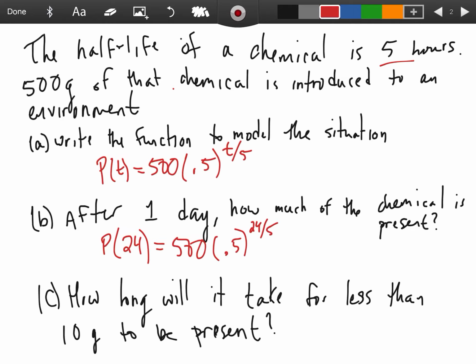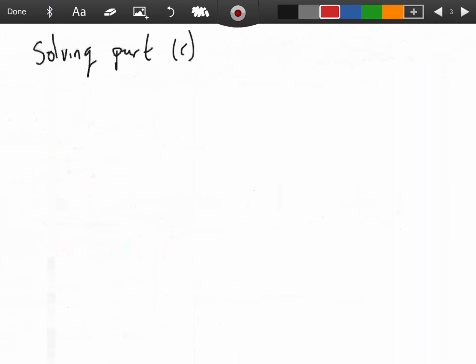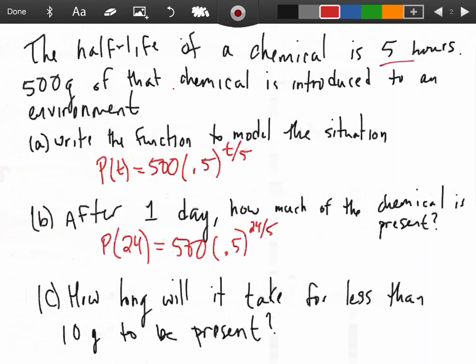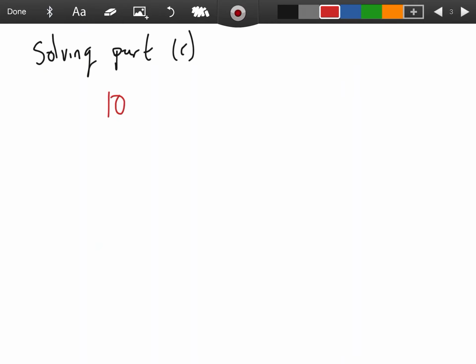So then part C is how long will it take for less than 10 grams to be present? Well, let's think about it. I'm not going to be plugging that in for t. I'm going to be trying to solve for t. So I'm going to want to plug that into my p, my final p value. So I'm plugging that in on the left side. I'm saying, all right, I want less than 10 grams. Well, let's find when is it going to be exactly equal to 10 grams. So 10 is equal to 500 times 0.5 to the t divided by 5.